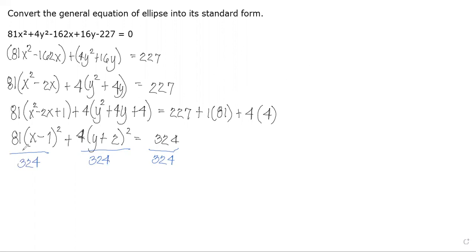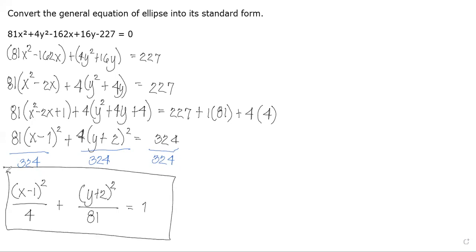Then ito is 81 per 324. That's just nothing but 1/4 because 81 times 4 is 324. Ayan, so 1/4, so wala nang coefficient dito. (x minus 1) quantity squared over 4. Tama. And then plus, ayan, so 324 divided by 4. Kung 324 divided by 81 is 4, of course, 324 divided by 4 is nothing but 81. (y plus 2) quantity squared over 81. That is equal to 1. And this is the standard form of the ellipse with a general equation of this.